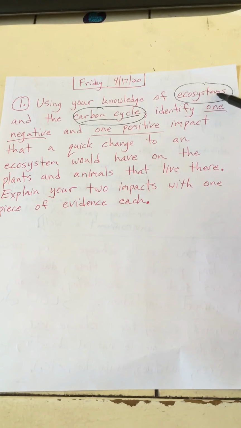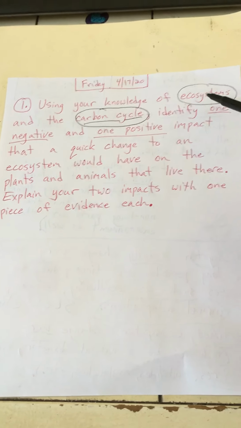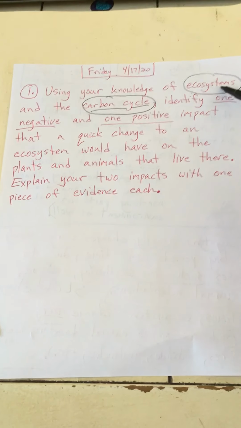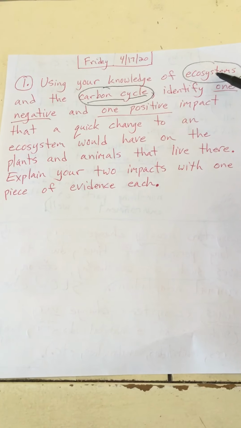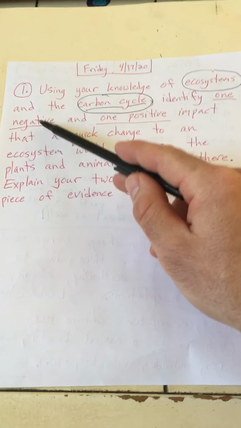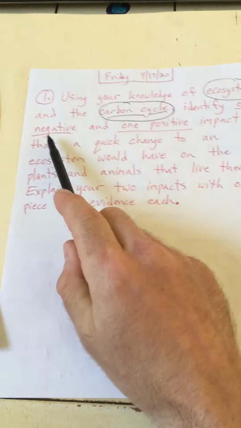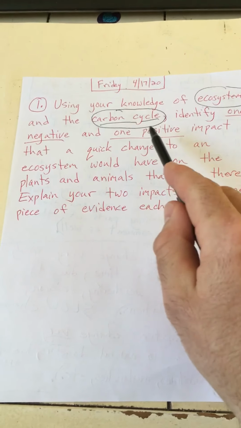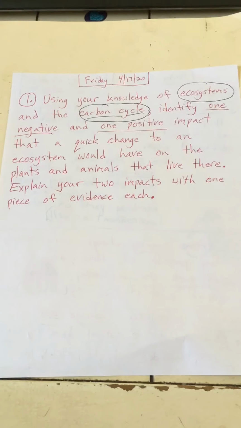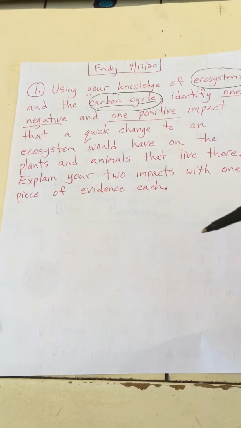So based on what we just learned about ecosystems, all of those plants and animals are interconnected and they all rely on each other in different ways in order to survive, right? So that they can also survive in the place or the environment where they live, okay? So using that, we can probably find some good reasons why those are some negative impacts if an ecosystem changes real quickly. Okay, so I want you to identify one negative impact, and this is the harder part. I want you to identify one positive impact that a quick change to an ecosystem would have on the plants and animals that live there. So if there was a quick change, what might be a good thing that would come out of that?